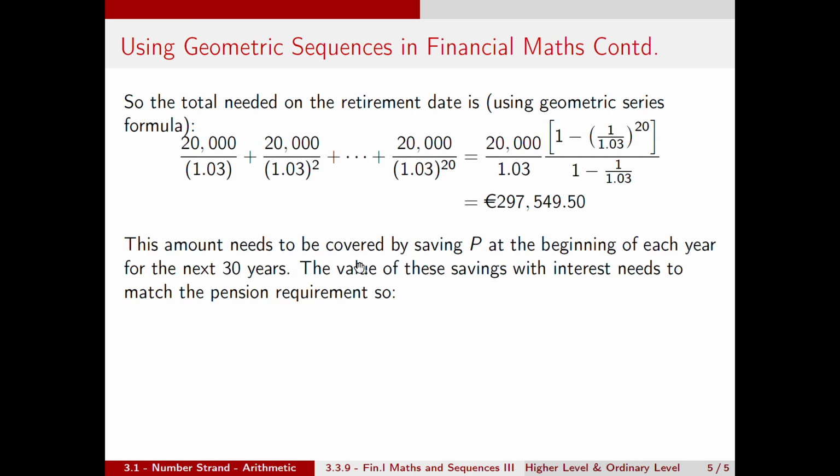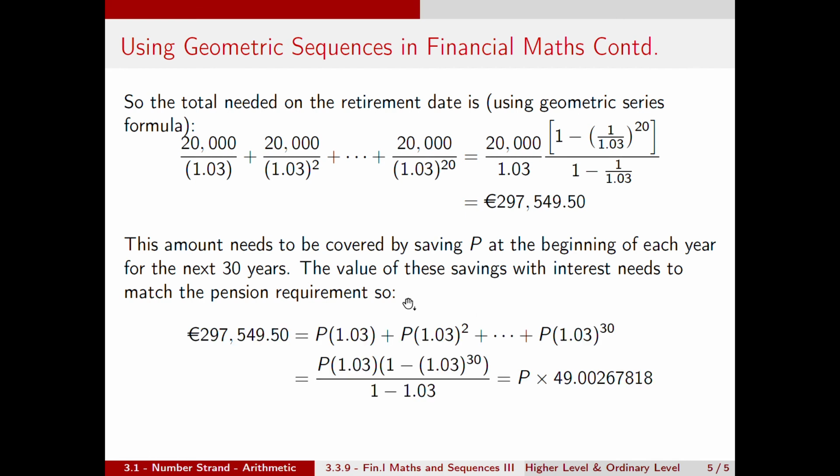So this amount needs to be covered by saving P at the beginning of each year for the next 30 years. The value of these savings with interest needs to match the pension requirement. So we know that this €297,549.50 is going to be equal to P times 1.03, plus, and so on, all the way up to P times 1.03 to the power of 30.